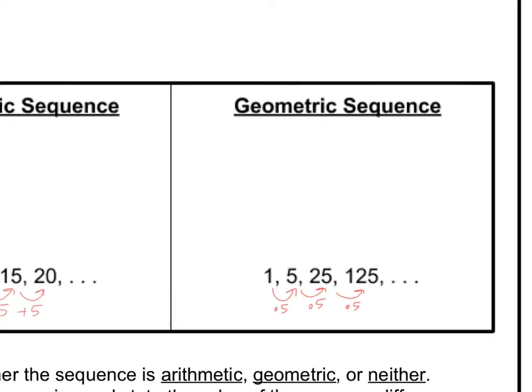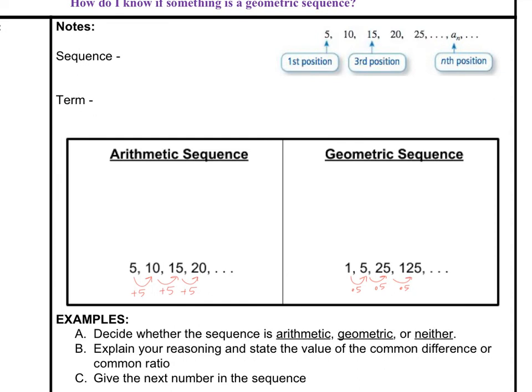1, 5, 25, 125. Tell your table, what's the pattern? 5 times 5. Okay, it's multiplying. Good. By 5. Every time. We got two kinds of sequences. Sequences are simply a list of numbers that happen because there is a constant pattern.